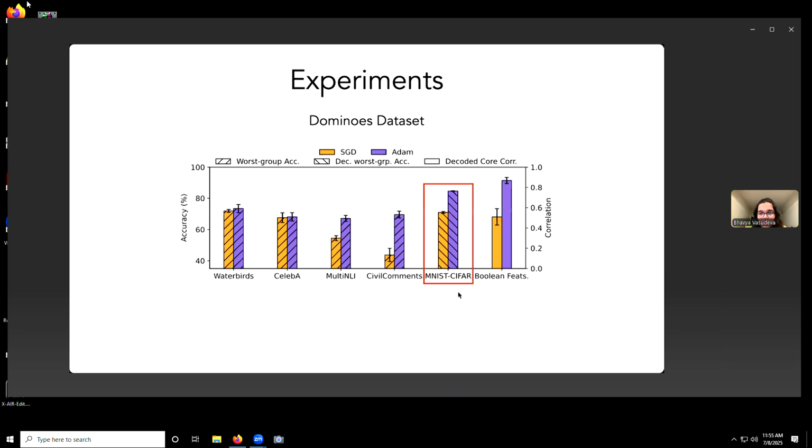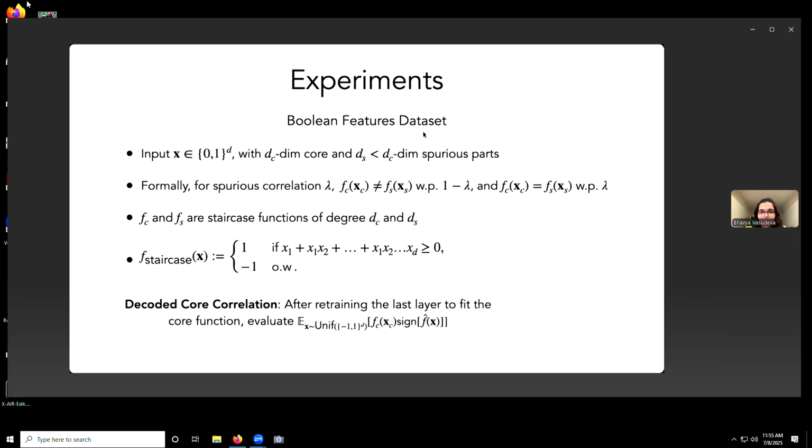And we see that in terms of the decoded first group accuracy, again, Adam leads to gains compared to SGD on this dataset. And then finally, we consider the Boolean features dataset, which is a synthetic dataset modeling the spurious and core features that are seen in the previous datasets.